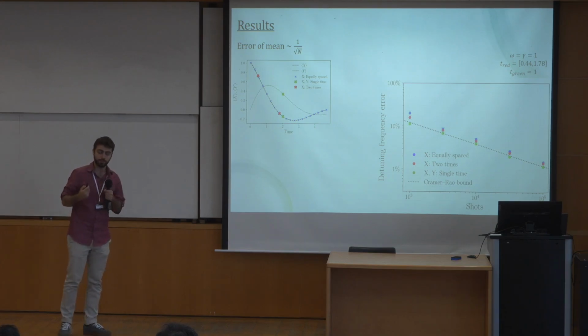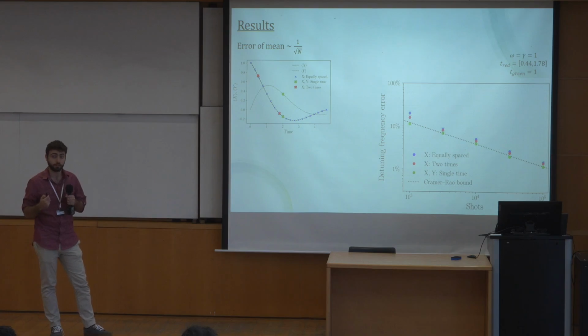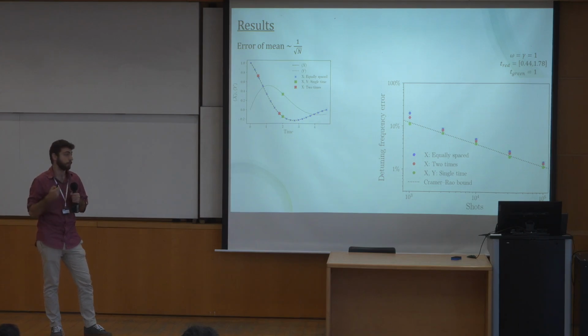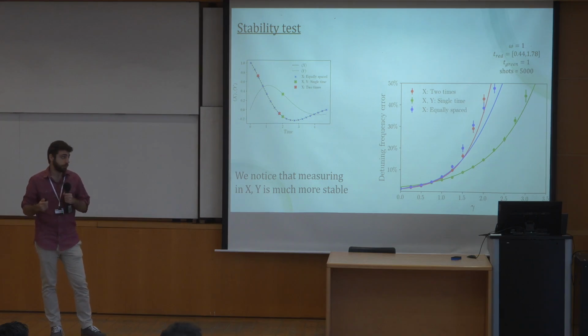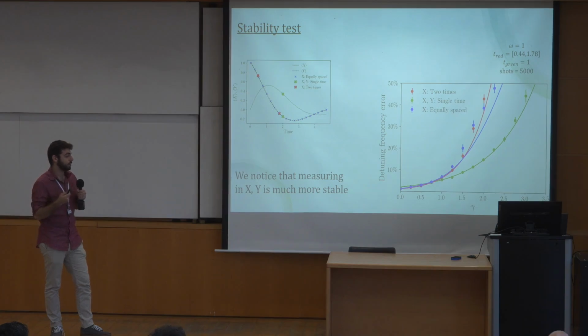But there is a fundamental flaw in this strategy. And the flaw is that to calculate the measurement times, we need to know the parameters in advance. So what if we don't know the parameters in advance? This is what we need those strategies for. So to explore this question, we calculated the optimal measurement times for omega equals gamma equals 1, and then ran the simulation with different values of gamma.